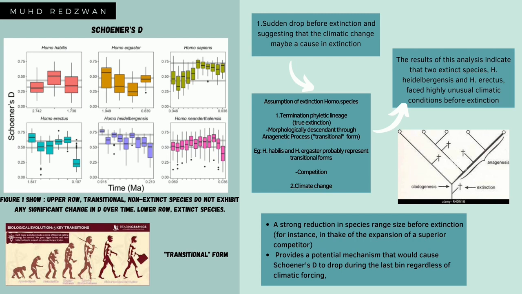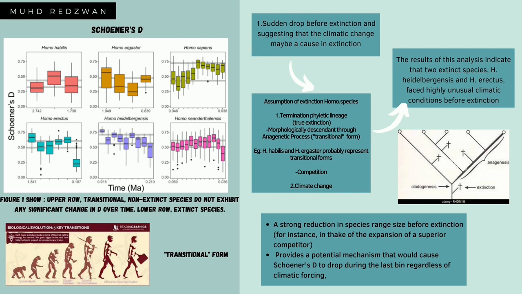Okay, so for Homo erectus, Homo heidelbergensis, and Homo neanderthalensis, we can see that the last bar, for most of them, is below the second line, the lowest line. So that means those 3 are extinct. But for Homo habilis, Homo ergaster, and Homo sapiens, most of them overlap between the 2 lines or are above the line. So that means those 3 species are not extinct.